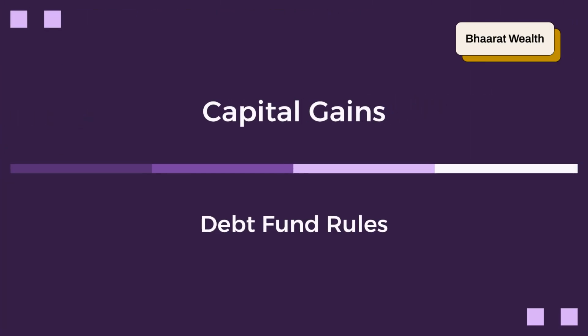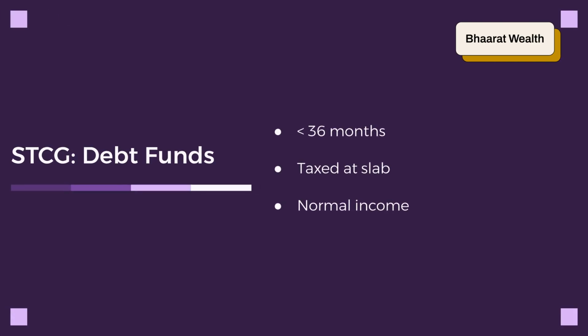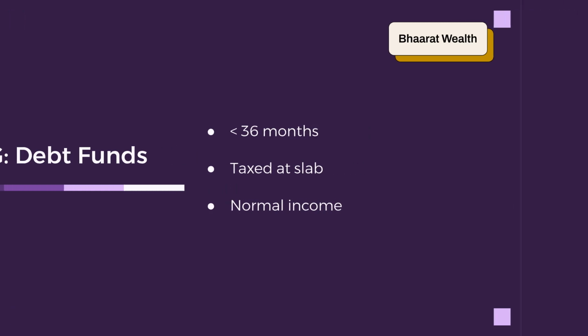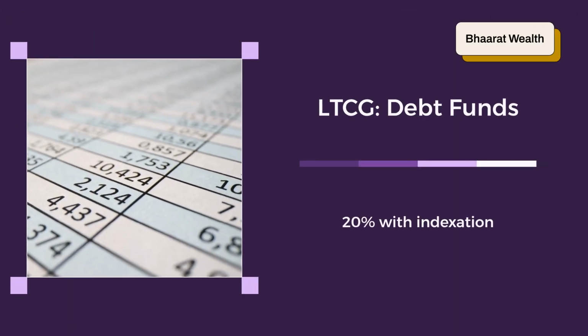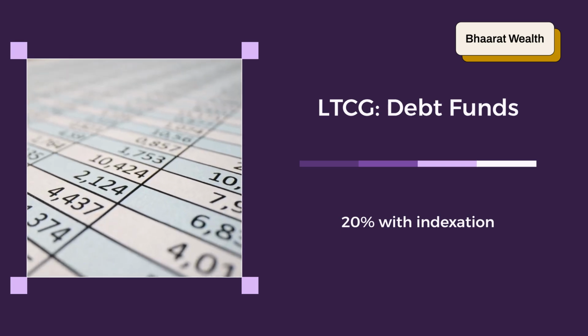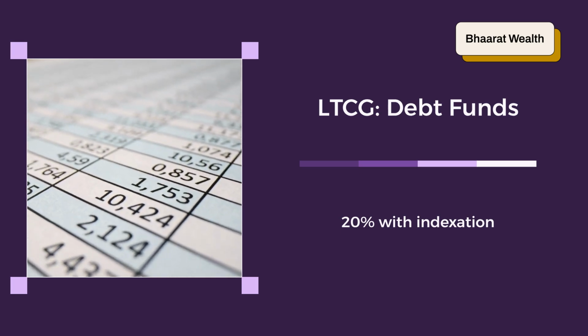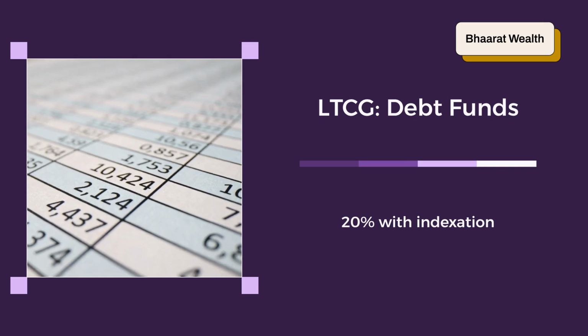Next, let's explore capital gains taxation for debt-oriented mutual funds, which invest less than 65% in equities. For short-term capital gains in debt funds, held for less than 36 months, the gains are simply taxed according to your individual income tax slab. If units are held for 36 months or more, long-term capital gains are taxed at 20% with the benefit of indexation. Indexation helps reduce taxable gains by adjusting the purchase cost for inflation.